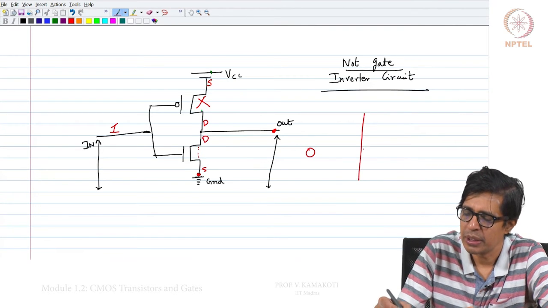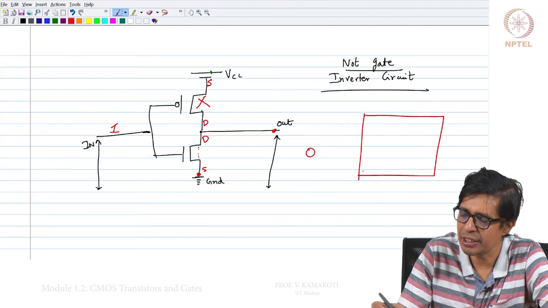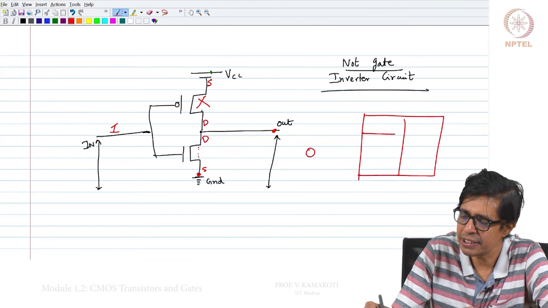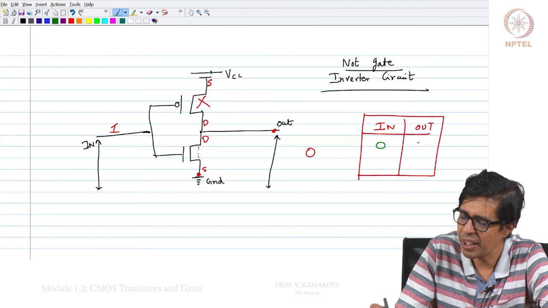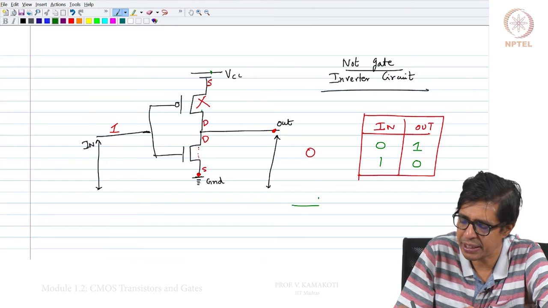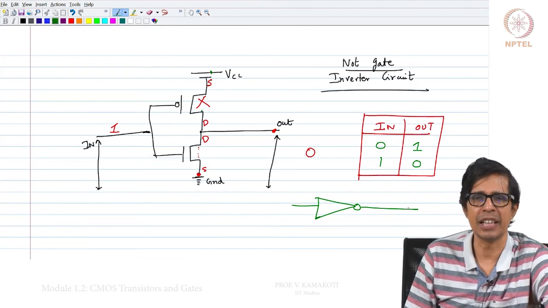So, now this is the NOT gate, wherein this is the input and this is the output. When I apply 0, I get a 1, when I apply 1, I get a 0. This is represented by this symbol in digital electronics.